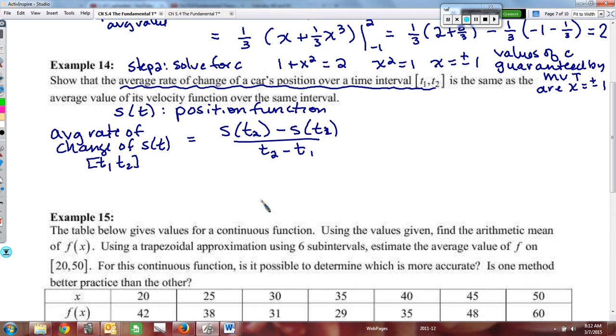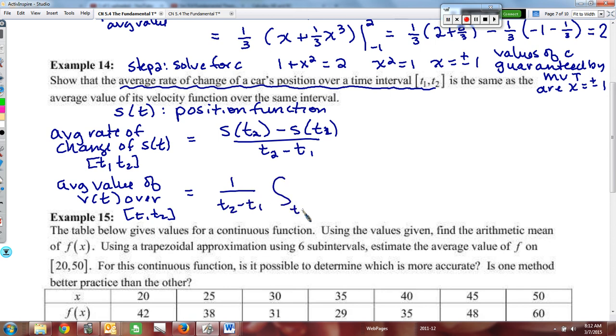So that's our average rate of change over the interval, and then we want to show that that's the same as the average value of the velocity function v of t over the same interval, t1 to t2. So the average value is found by doing 1 over t2 minus t1, definite integral, t1 to t2 of v of t dt.